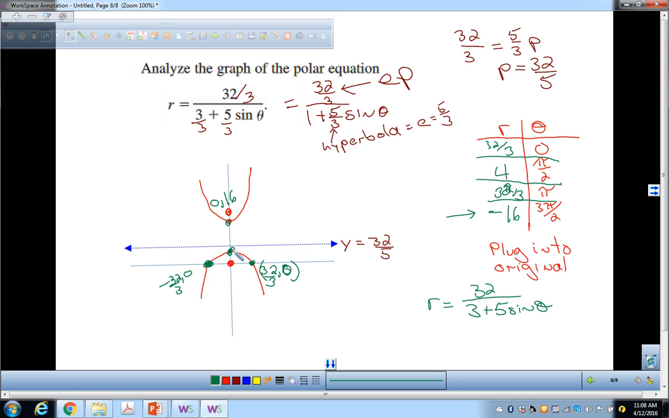In rectangular form, this point here would be what? 0, comma, 4.